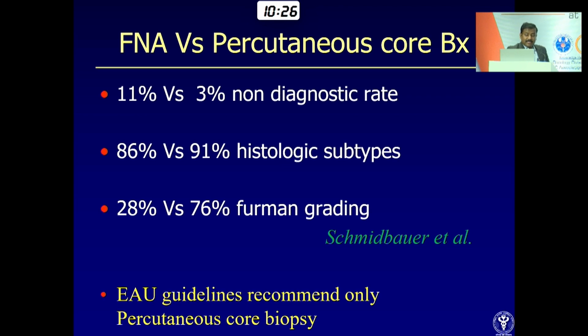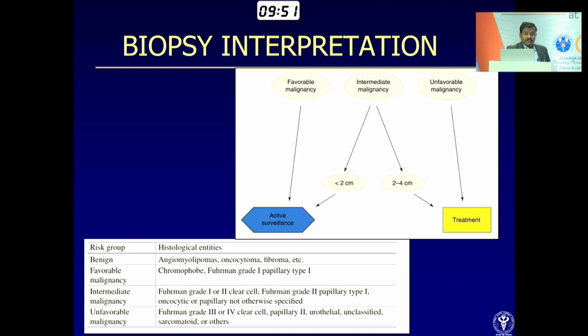To accurately diagnose the histological subtypes, FNAC has an 86% accuracy rate, whereas percutaneous biopsy has a 90% accuracy rate. Similarly, to grade the disease, FNAC has only 28% accuracy for Fuhrman grading, whereas the core needle percutaneous biopsy has a 76% accuracy. The EU guideline panel has recommended that whenever a biopsy is recommended, it has to be a percutaneous core biopsy, not an FNAC.